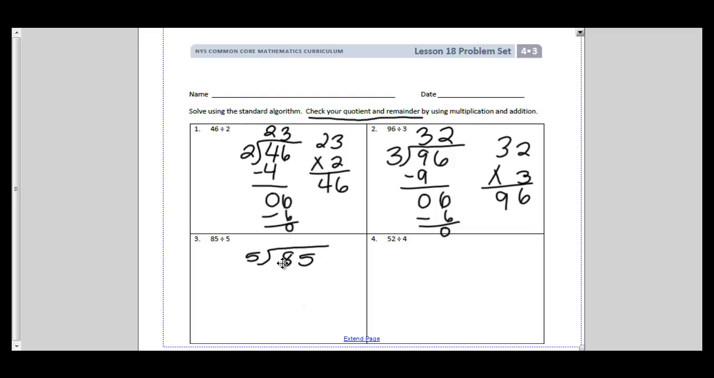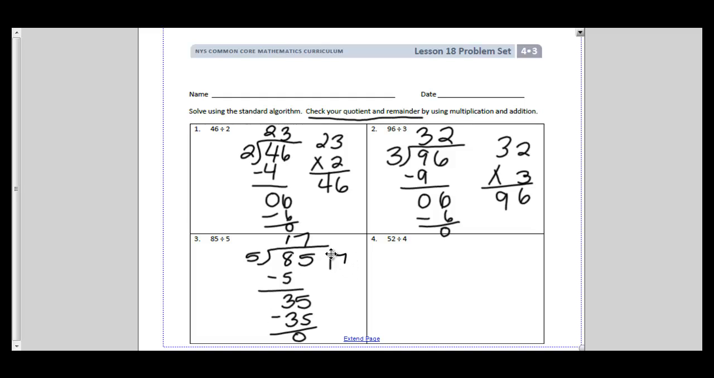All right, so if I'm going to take 8 and divide it by 5, that means I'm going to have 1 in each group. 1 times 5 is 5, so I'm going to have 3 tens left over. So I'm going to take these 3 tens and add them to the 5, and now I have 35 ones. 35 divided by 5 is 7, and 7 times 5 is 35. That leaves me with a remainder of 0.